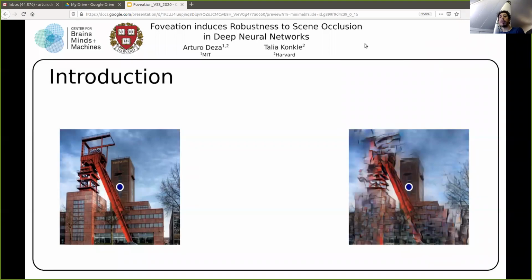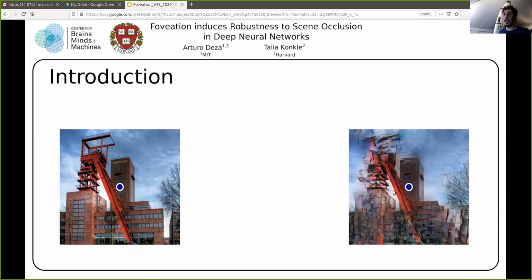Hi everyone, today I'm going to be talking about the effects of foveation on deep neural networks as a way to explore the role of foveation in humans. One of the main differences between human and machine vision is that machines have spatially uniform processing over an image, while humans perceive the world in a spatially varying way.